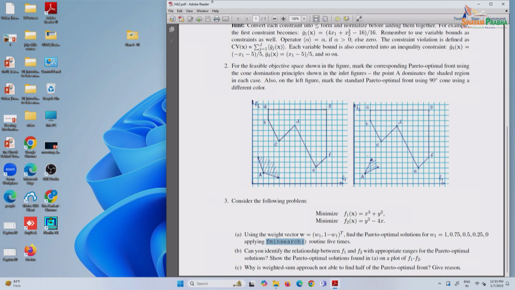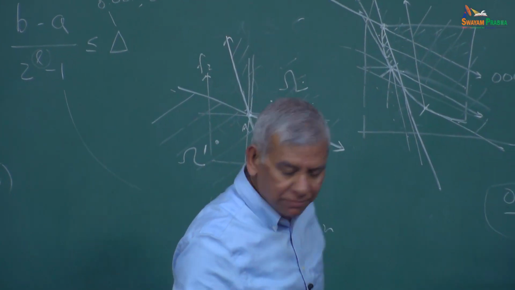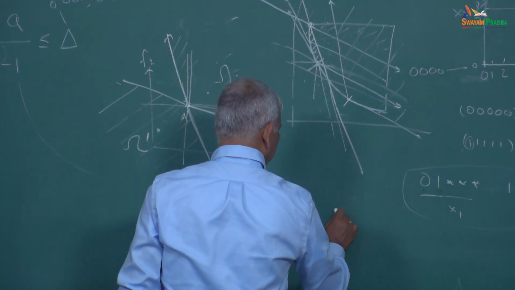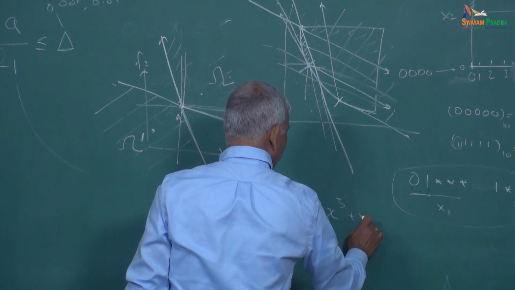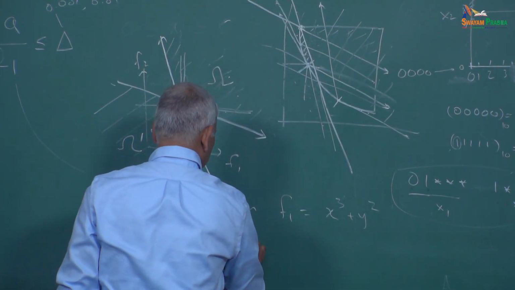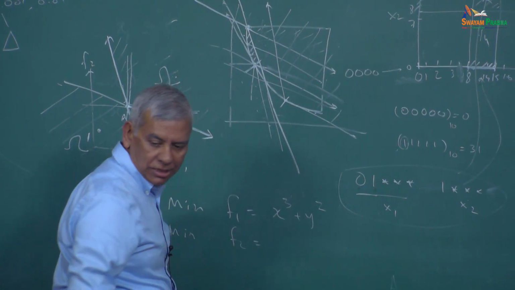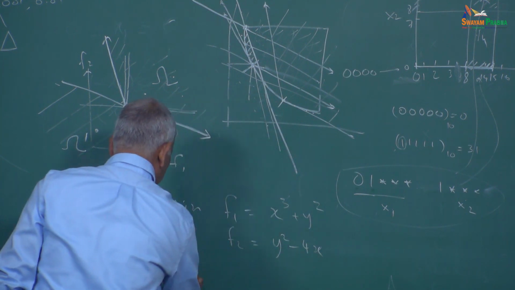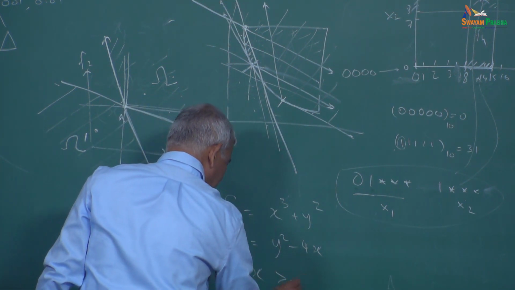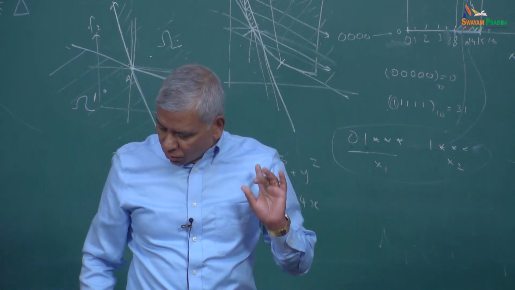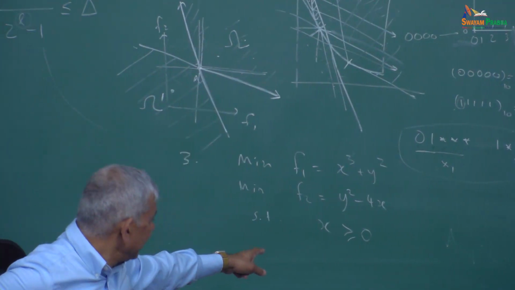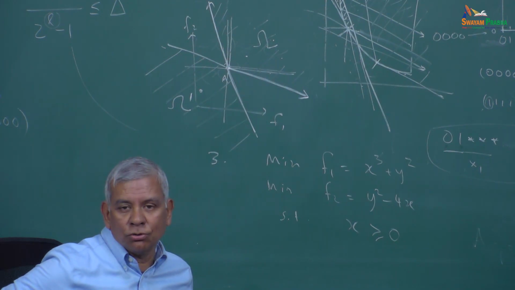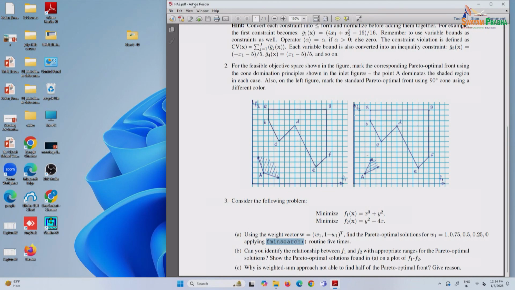So third problem: minimize f1, which is x cube plus y square. Second objective is minimize f2, which is y square minus 4x, subject to a constraint that says x has to be greater than or equal to 0. I think so. That's the only constraint you have. Because of this constraint, you need to use fmincon. You cannot do fminsearch. Okay. And now you're going to use weighted sum.